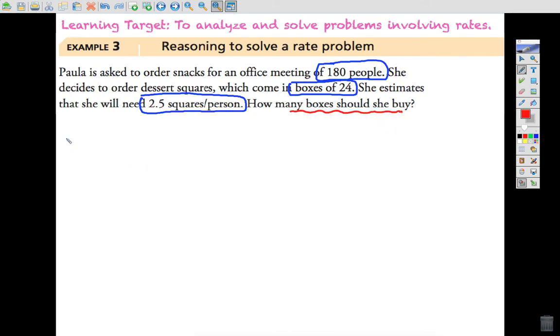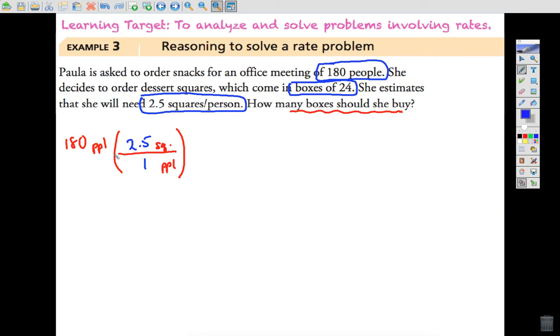We figure we have about 180 people. So if I start with 180, and I'm going to do PPL for abbreviation, I think that's pretty common. I have 180 people. Now what I need to figure out is how many squares do I actually need? Well, let's see if I can find a rate that converts me from people all the way up to squares, and I'll use SQ as my squares. Okay. So if you'll notice, the rate right here is 2.5 squares per person. That's the rate that I'm looking for. So every one person is 2.5 squares.